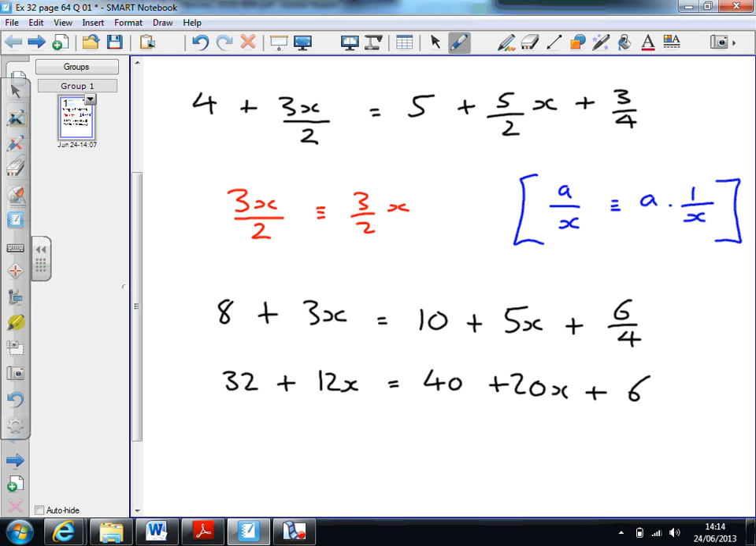Now I've got an equation to solve very similar to some of the questions you're doing in the previous exercise, exercise 31. I've got rid of the fraction element by multiplying through by a number. So multiply through by 2 gets rid of that. Multiplying through by 4 gets rid of that.